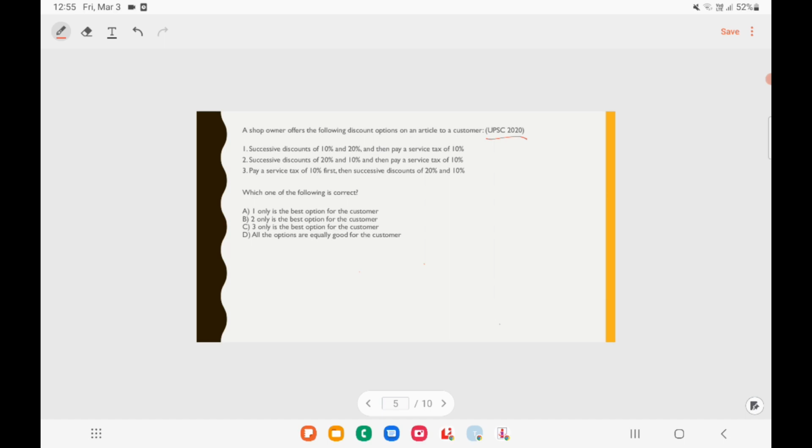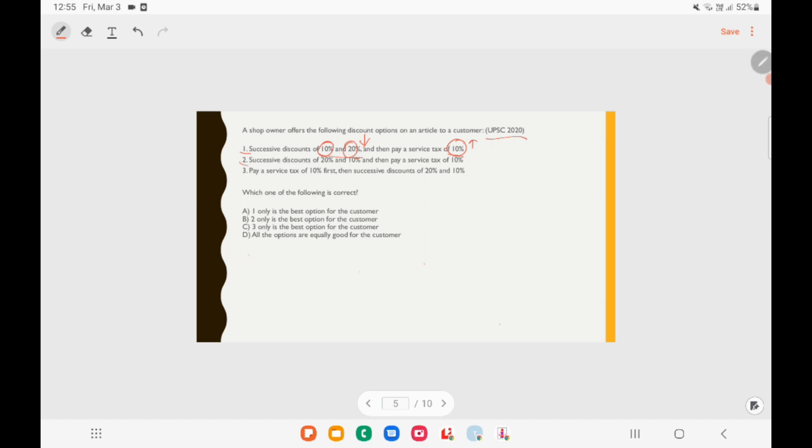So a shop owner offers the following discount options on an article to a customer. First is successive discounts of 10% and 20%, and then pay a service tax of 10%. So here discount means both are percentage decrease, and paying a service tax is actually percentage increase. So in the second option the order is being changed. In the third option also, first paying the service tax and then giving the discount. So let's take each option.